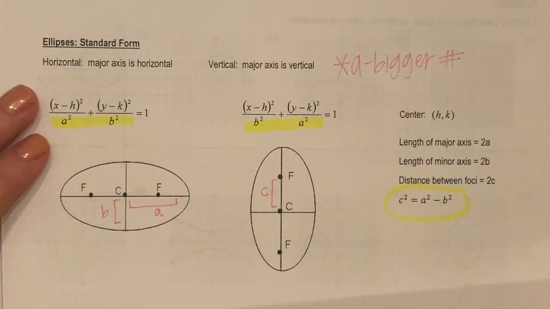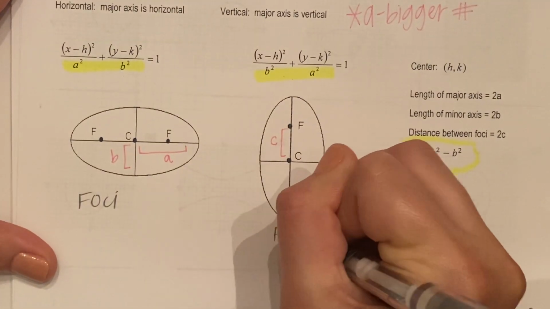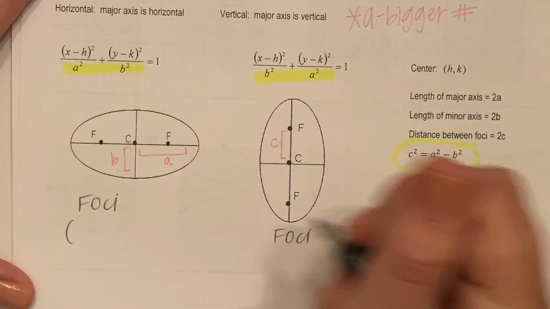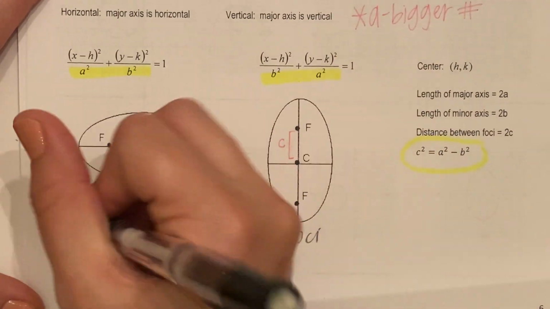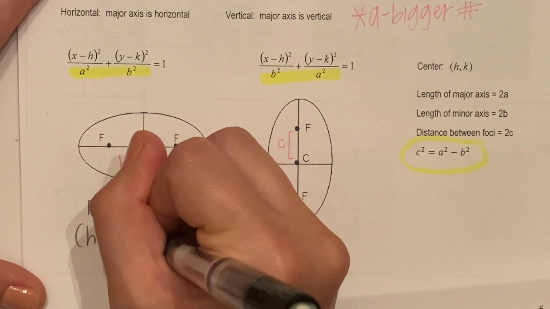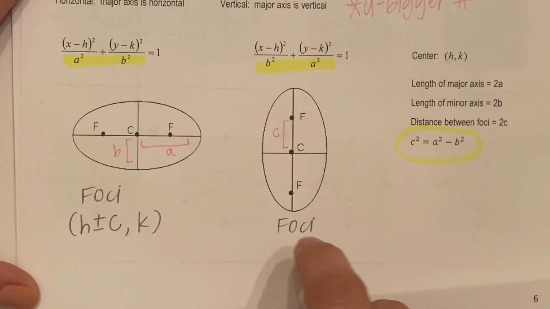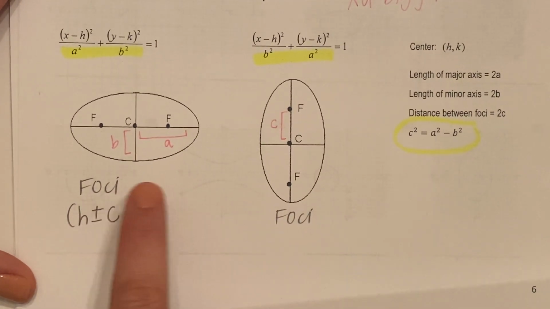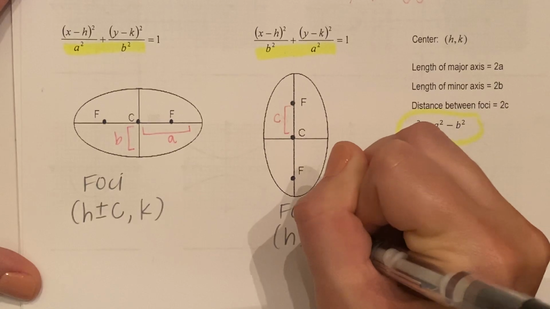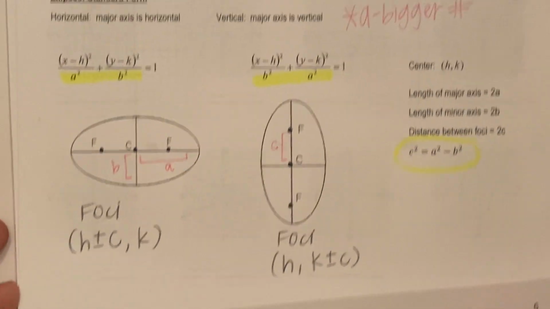Now, if we're going to figure out the actual foci points, you do it differently whether you're doing horizontal or vertical. If you're doing a horizontal ellipse, you take that center value, that H, and you add and subtract whatever you get for C to that X value, and then you leave Y alone. So plus will give you one, minus will give you the other. Same thing for vertical, but instead of doing it to H, you do it to K because you're on vertical, the Y value. So leave H alone, take your Y value, and add and subtract C. And that'll give you where the foci point is.